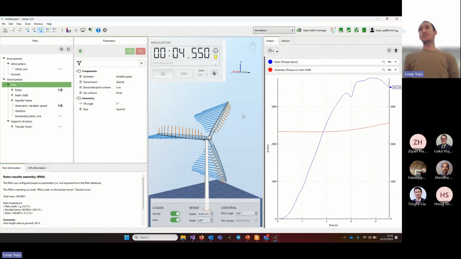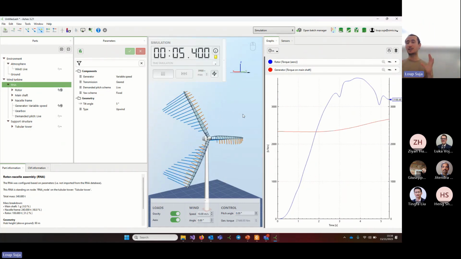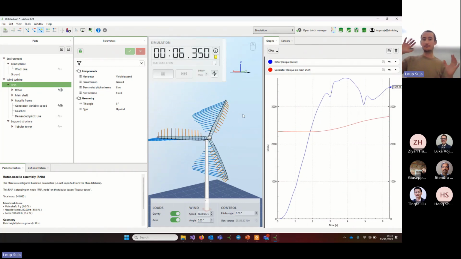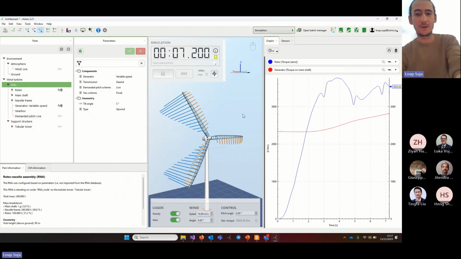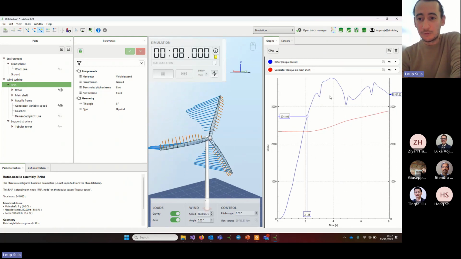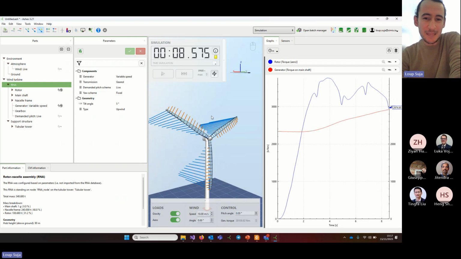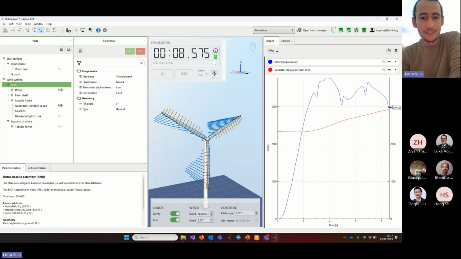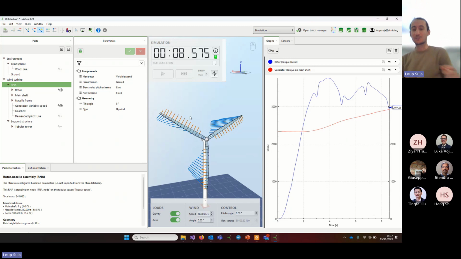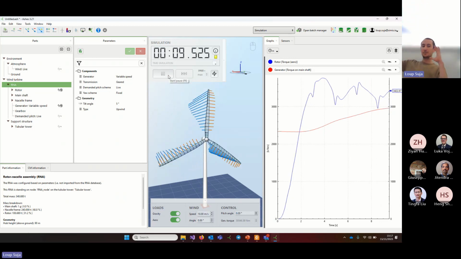The blue curve is the torque that is applied by the wind onto the main shaft of my wind turbine. So the blue curve here is basically the sum of all these little vectors, all these individual loads times the arm to the center of the hub. But so the blue curve is what is trying to spin my wind turbine.